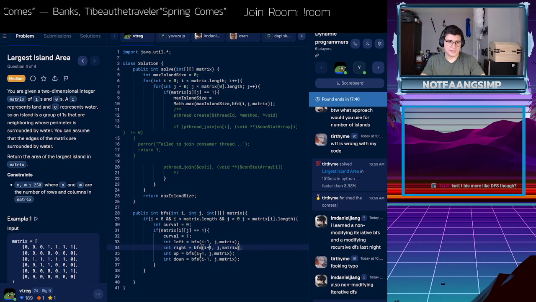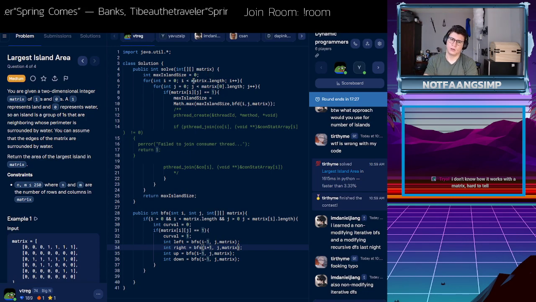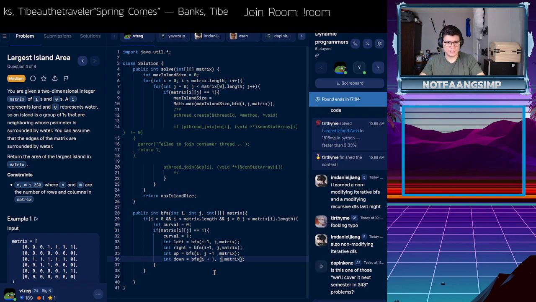Isn't this more like a DFS, though? I think this would be a BFS, because, let's say we start off here. I don't like how it works with the matrix, it's hard to tell. Actually, you make a fair point. Technically, it could be seen as a DFS rather than a BFS, with j minus 1 and plus 1. How would you even do a BFS? You'd need to distinctly use a queue, I think, to do a BFS on a matrix. j plus 1.